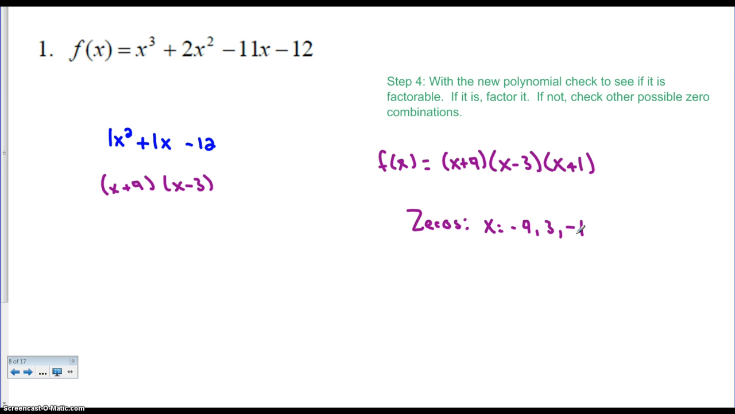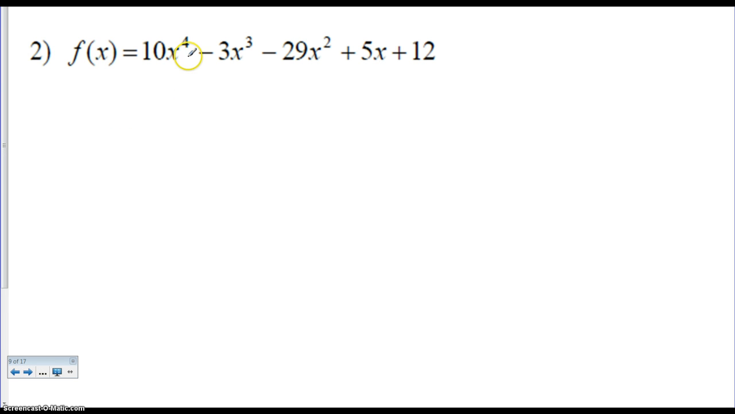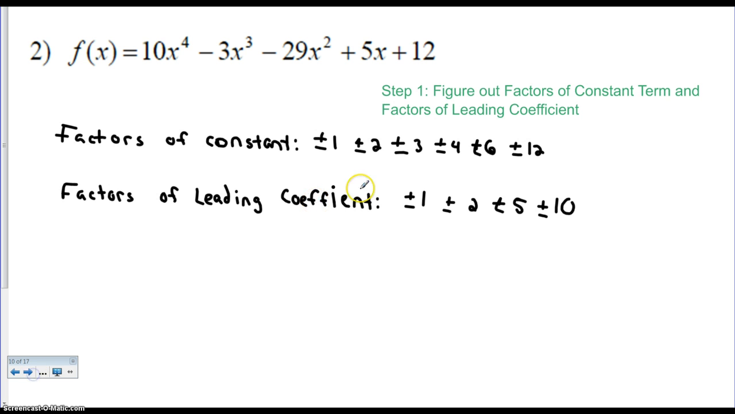So let's look at another one. It's slightly more complicated. It's 10x to the 4th minus 3x cubed minus 29x squared plus 5x plus 12. I'm going to do exactly the same thing I did. The first thing I'm going to do is figure out all the factors of the constant term. In this case, the constant term is 12, and 10 is my leading coefficient, so I write down all those possible factors.